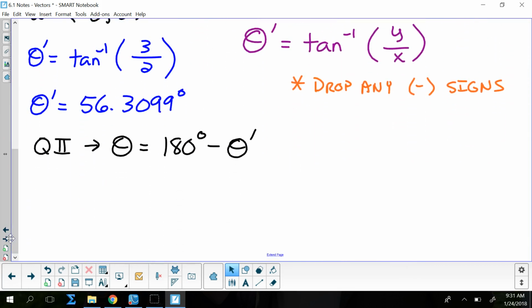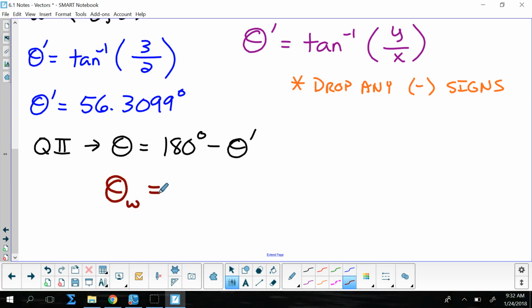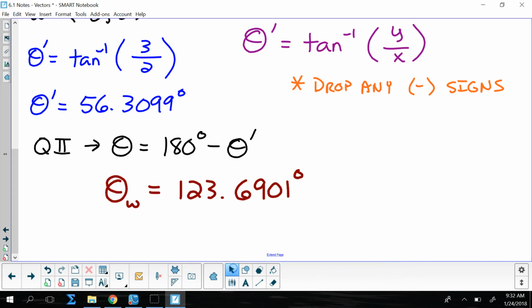So therefore, my actual angle of W, and that's how we write the direction of W, we put a little W as a subscript, is going to be 180 minus 56.3099. So that's going to give me 123.6901 degrees.